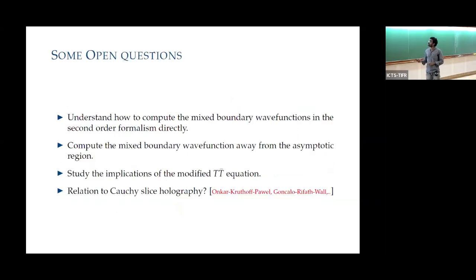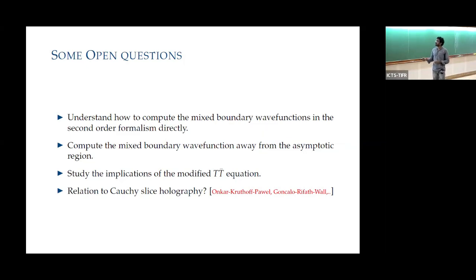Let me just end with some open questions. Okay, we computed the mixed boundary wave function with York boundaries in this boundary particle formalism, but we haven't yet fully understood how to compute it directly in the second order formalism. So that is one thing that one can think of. And also the mixed boundary wave function and the York boundary wave function, we have computed with the corners being in the asymptotic region. One thing one can do is to consider the corner point somewhere at finite location in the bulk and try to see how these wave functions get modified.